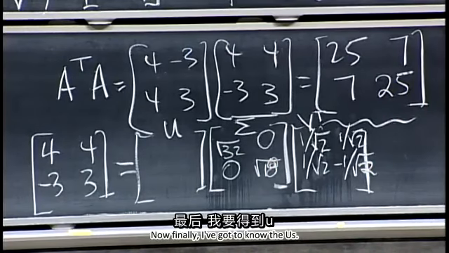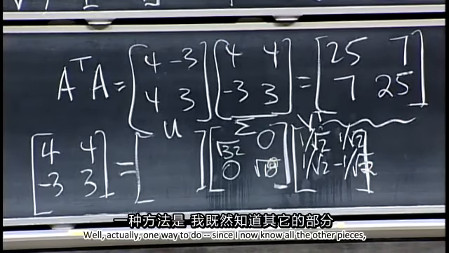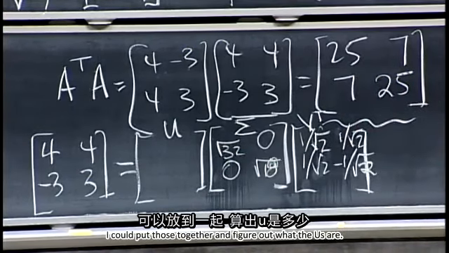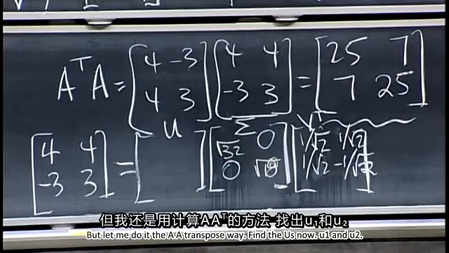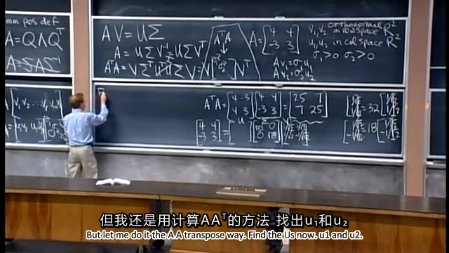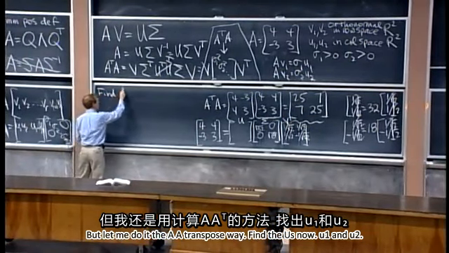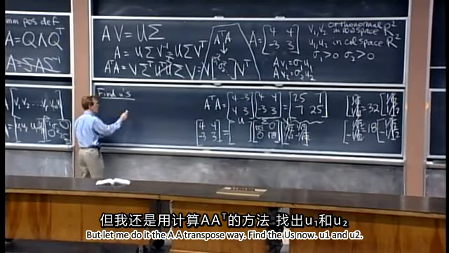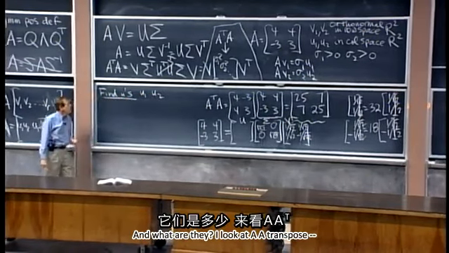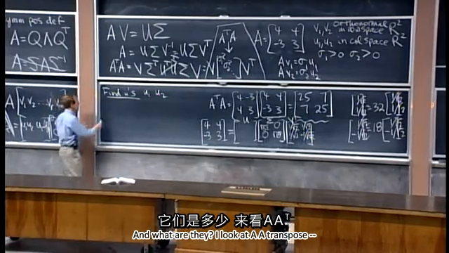Now, finally, I've got to know the U's. Well, actually, one way to do it, since I now know all the other pieces, I could put those together and figure out what the U's are. But let me do it the AA transpose way. Okay, find the U's now, U1 and U2. And what are they? I look at AA transpose.